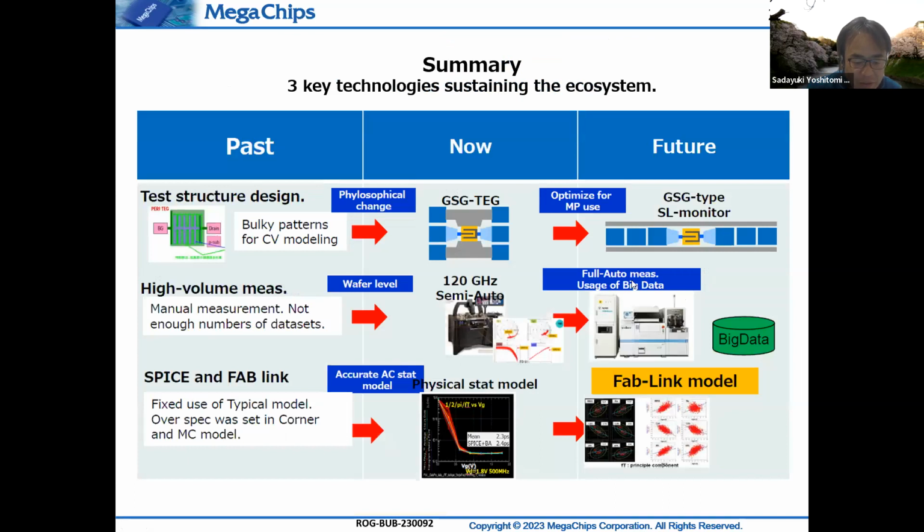So finally, I'd like to comment on the future technologies. I think there's a lot of room for DX technology to contribute to the ecosystem of semiconductor fabrication. Currently, no full auto testers exist in the world for S parameter, high frequency S parameter measurement. So we believe that accomplishing the hardware development and fully automated model parameter extraction scheme will realize advanced design for yield technology.